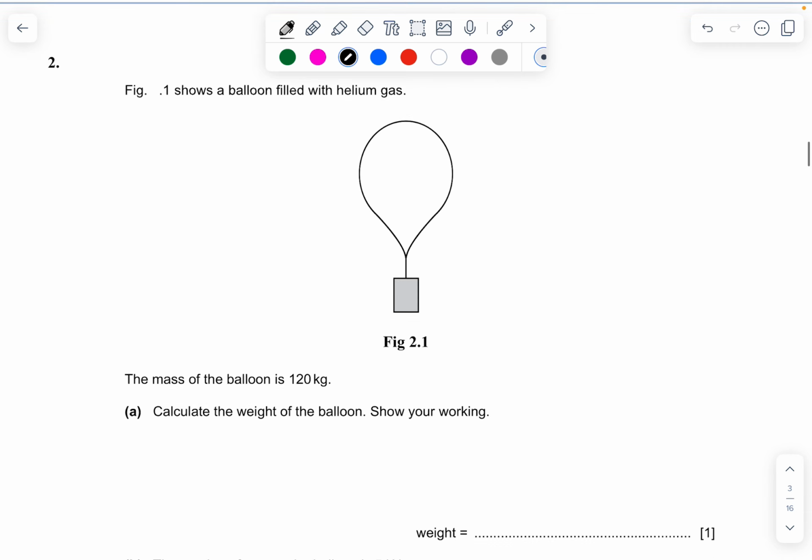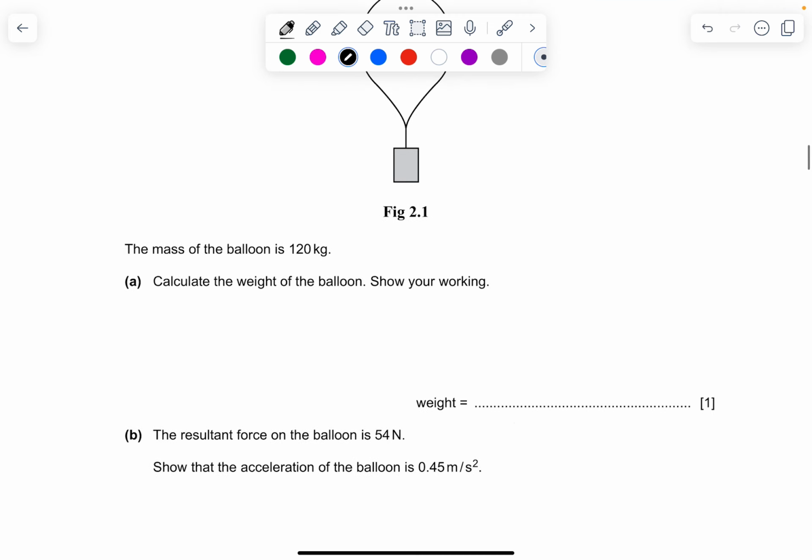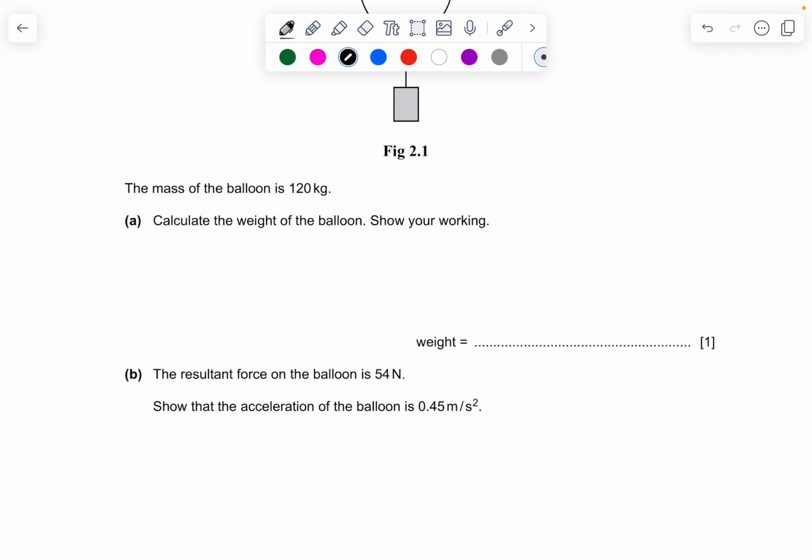Question number 2. This figure 1 shows a balloon filled with helium gas. It is filled with which gas? Helium gas. The mass of the balloon is 120 kg. Calculate the weight of the balloon. Show your working. So for calculating the weight, what are we going to do?